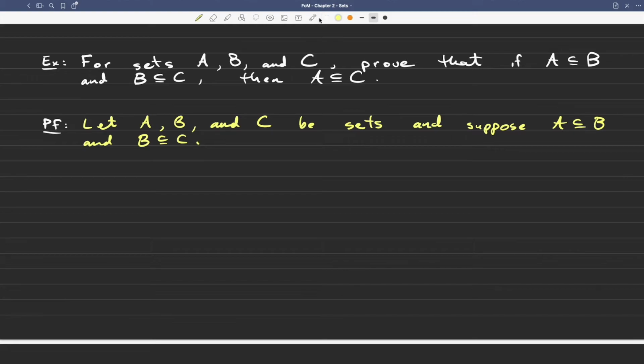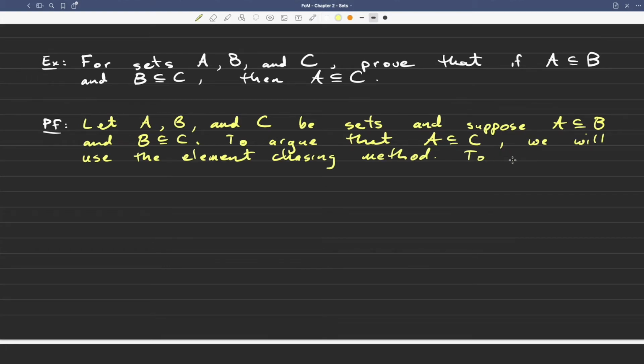Now, what we have to argue is that A is contained in C. Well, anytime that we want to argue that one set is contained in another, we can use that element chasing method. So to that end, we're going to let an arbitrary element x be in A. And we're trying to argue that A is contained in C. So eventually what we want to arrive at is that x is in C. That will prove that any element of A is also in C, so A is a subset of C. So that's our target. We want to argue that x is in C, okay?